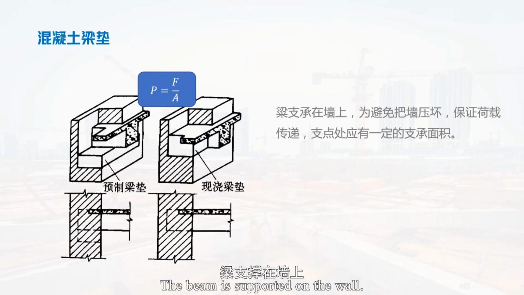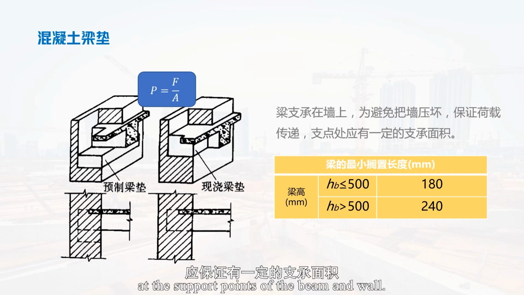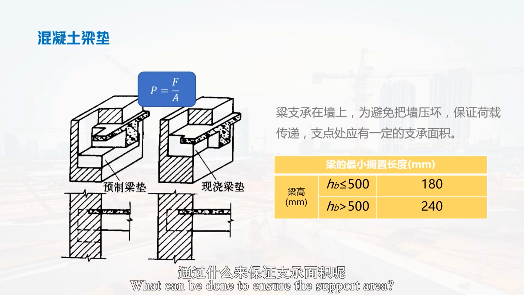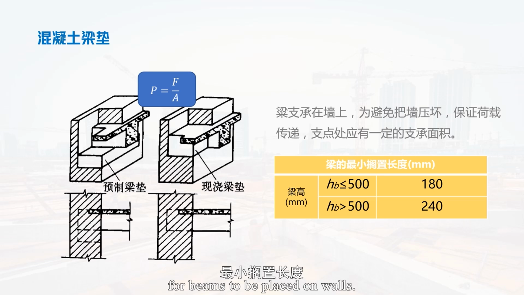The beam is supported on the wall in order to avoid crushing the wall and ensure the transmission of loads. There should be a certain support area at the support points of the beam and wall. What can be done to ensure the support area? By specifying the minimum length for beams to be placed on walls.